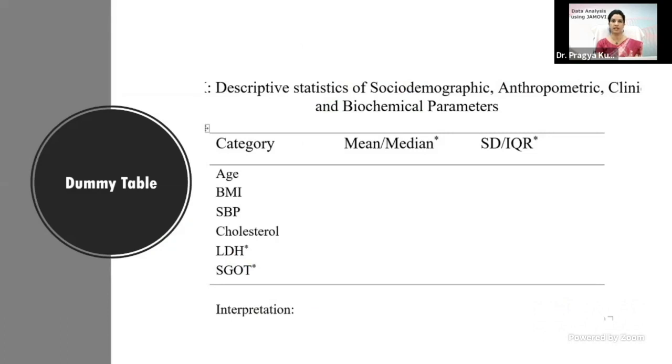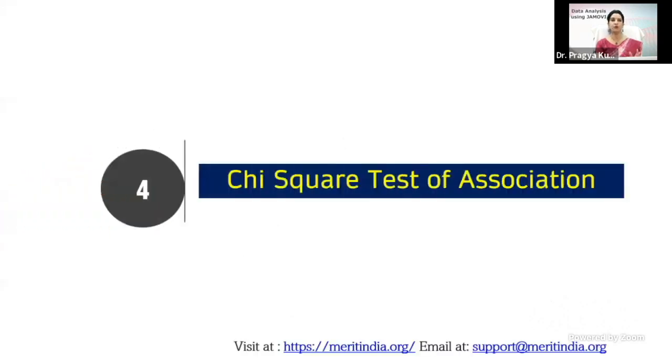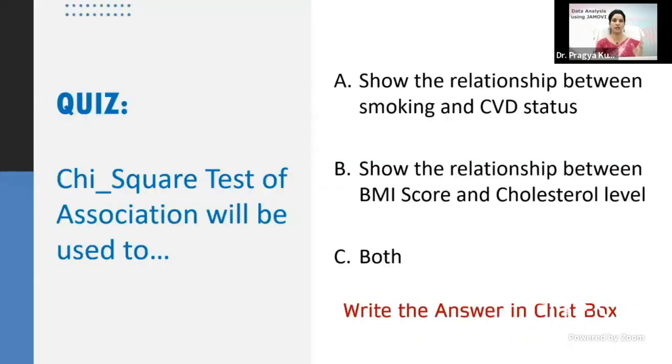So this is the dummy table for all these sociodemographic, anthropometric, clinical and biochemical parameters. Depending on the skewness of your data, you will report mean or median along with standard deviation or the interquartile range. Now we will see how to perform a chi-square test of association and chi-square test of homogeneity. So for that, the research question I have for you is: if you want to see the relationship between smoking and cardiovascular disease status, there is one association of this type.